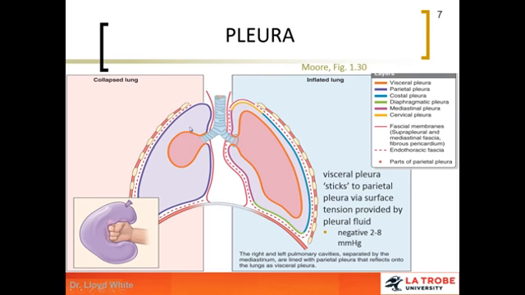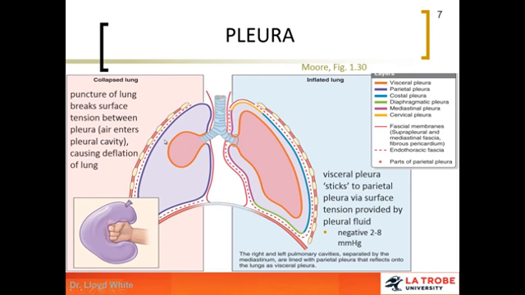In the event of a collapsed lung, puncture through the parietal pleura will break the surface tension between the pleural layers. Air will enter into this pleural cavity, and the lung will deflate and you will no longer be able to breathe using that lung.